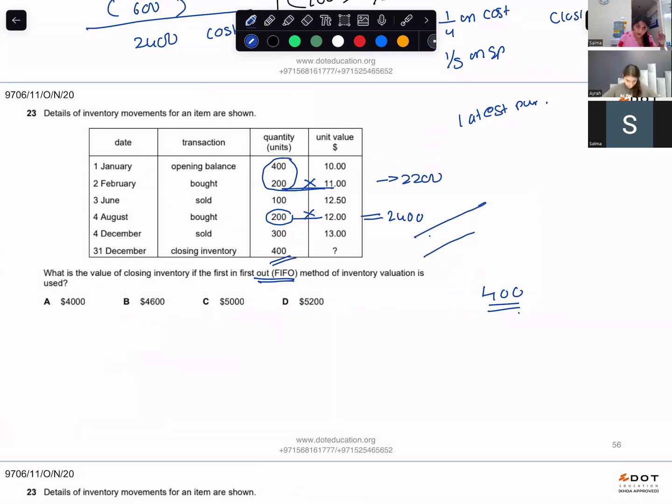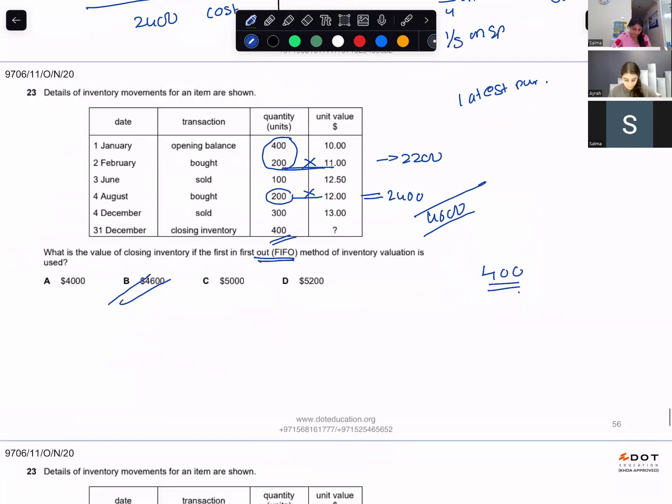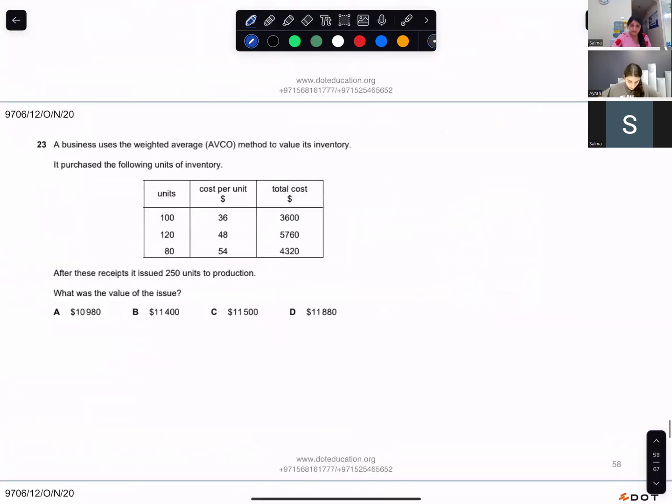So what is the value? 4,600. Option B. Go to the next one. What was the value of the issue? A business uses the AVCO method. AVCO means total cost divided by total quantity, which will give you the cost per unit.